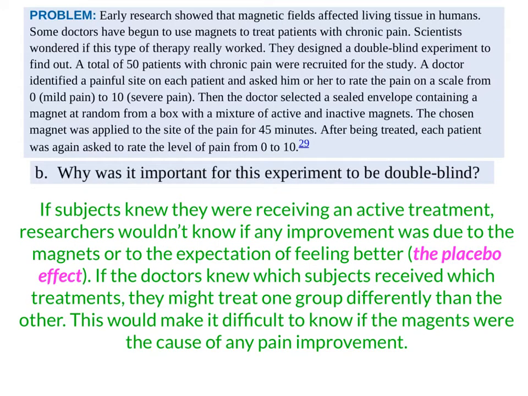And now, why was it important for this experiment to be double-blind? Well, if subjects knew they were receiving an active treatment, researchers wouldn't know if any improvement was due to the magnets or to the expectation of feeling better, aka the placebo effect. And if the doctors knew which subjects received which treatments, they might treat one group differently than the other, which would obviously affect the experiment and the results. This would make it difficult to know if the magnets were the cause of any pain improvement.